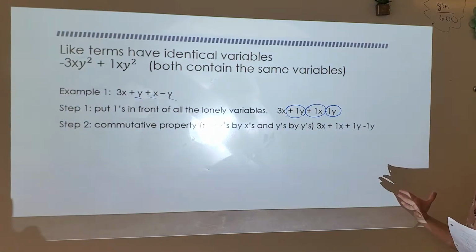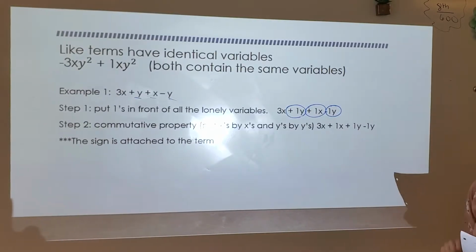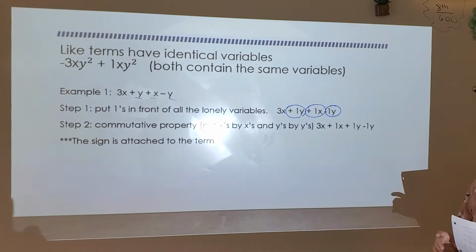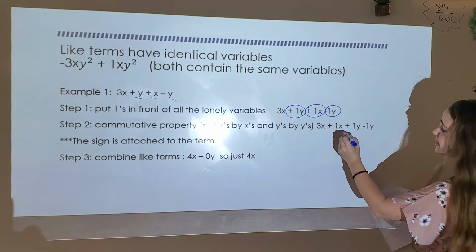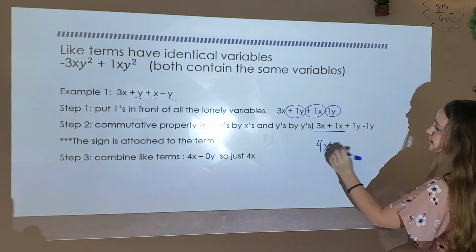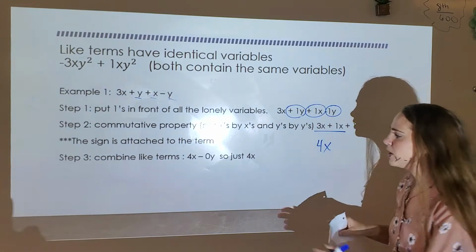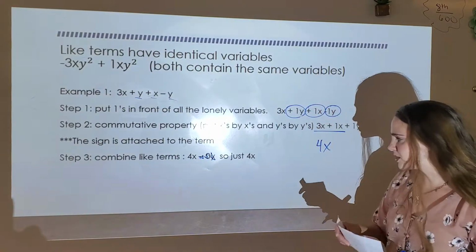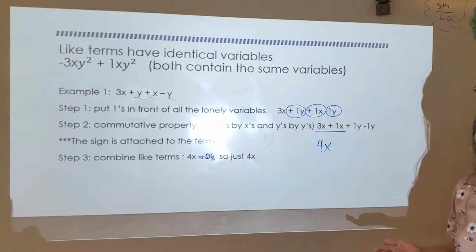And then our next step, the sign is attached to the term. So the next step is to just add them together. If I have a 3x and a 1x, that becomes 4x. 1y and a -1y, 1 minus 1 is 0. We don't even need that. So it's just 4x. And that's it. It's just a matter of getting familiar with it.